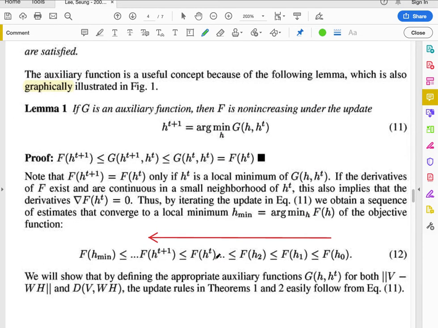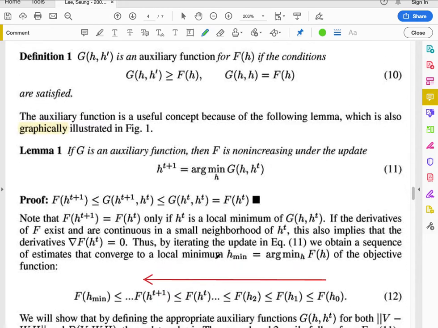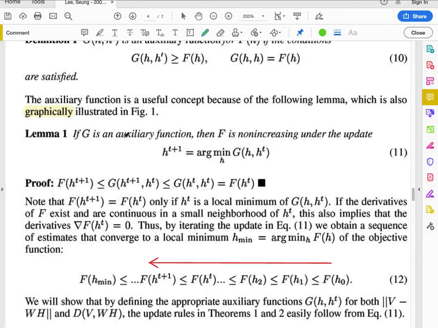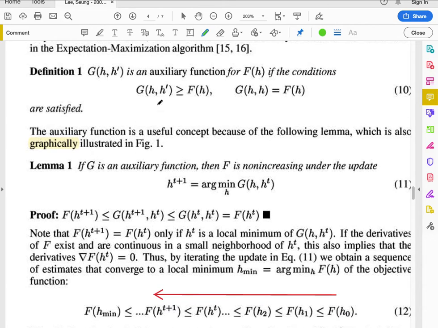Okay, so let us see the proof they have given. What kind of auxiliary function? Okay, first is, if G is an auxiliary function, which means it satisfies this property, then prove that F is non-increasing under the update. Prove that if you improve over G, you are also improving over F. Isn't that obvious from the figure? So that is obvious. But they have written it in terms of some mathematical representation, which is very easy. You can go through it.